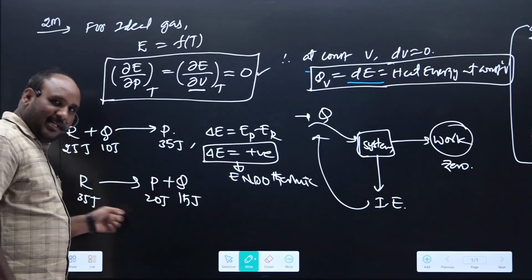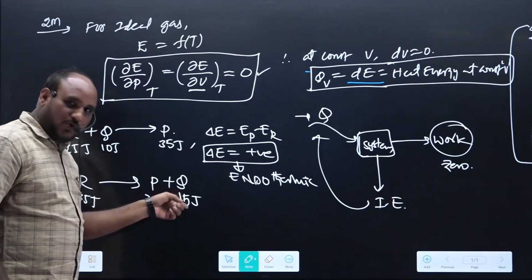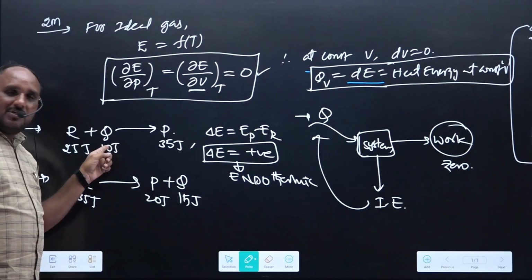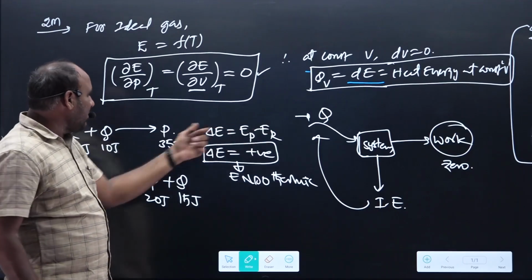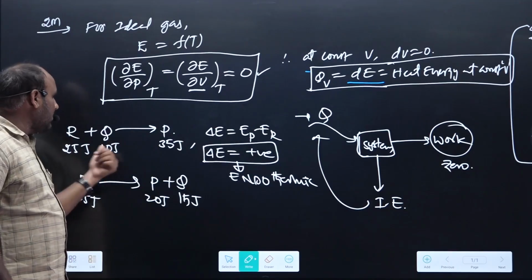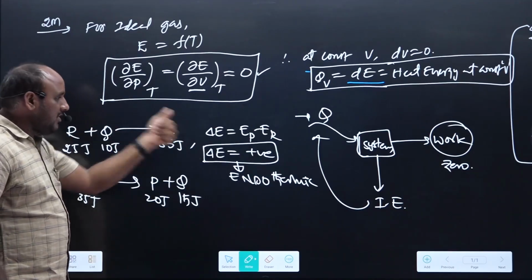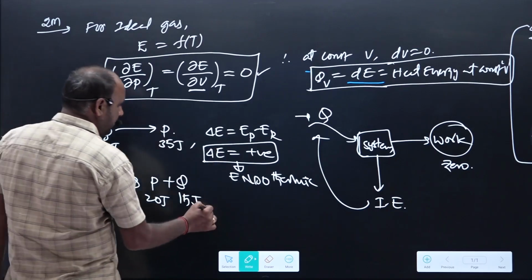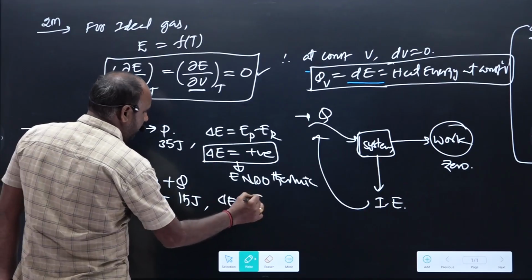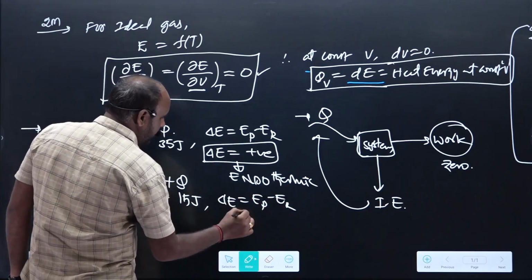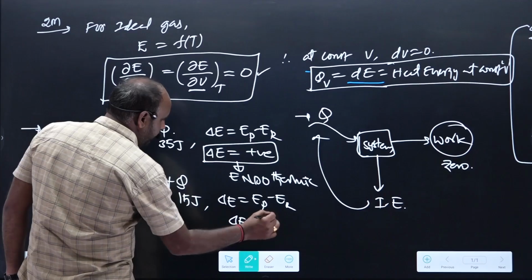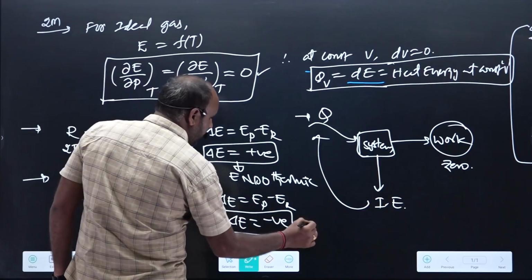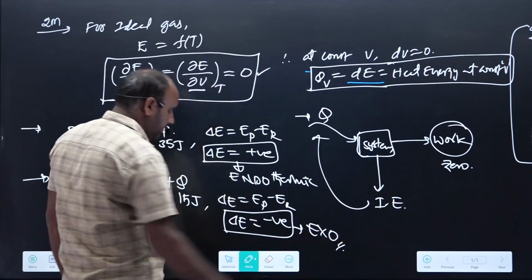So this is the internal energy. This internal energy is equal to Q or not? Here see, 35 minus 25 is equal to Q. So that's why delta E is equal to EP minus ER. 35 minus 25, that is 10 joules. That will be Q. Therefore this Q is equal to what? Change in internal energy. Here delta E is equal to E of products minus E of reactants. So delta E will be negative. So when delta E is negative, that reaction will be an exothermic reaction.